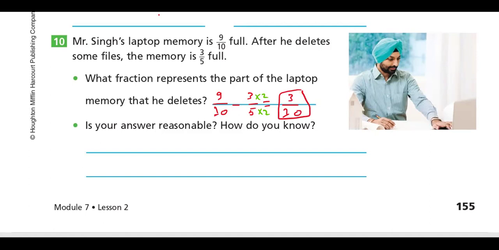Is it reasonable or not? So I can estimate this one, like 9 over 10 is close to 1. This one, first one close to 1. And second one, 3 over 5, it's close to half. 1 minus half is half. That's it.